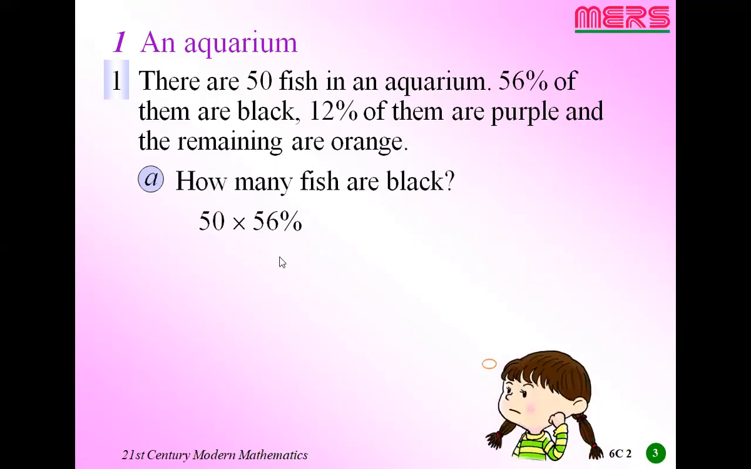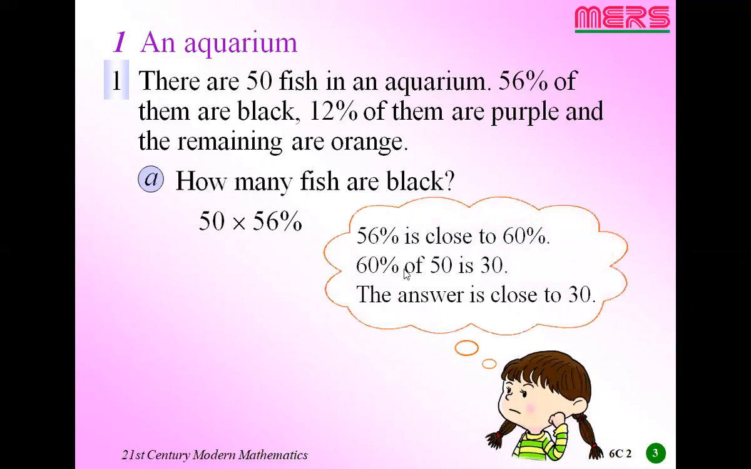And by looking at it, we can do estimation. Remember, we always use estimation to help us make sure that our answer is more likely to be correct. So 56% is close to 60%. And we can tell by just looking at it, 60% of 50 is 30. So our answer should be close to 30.